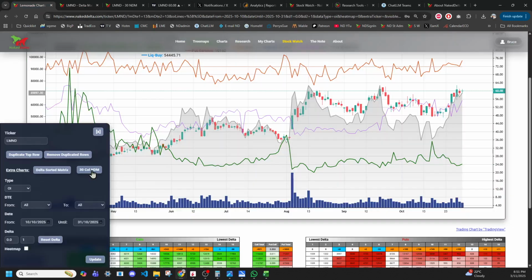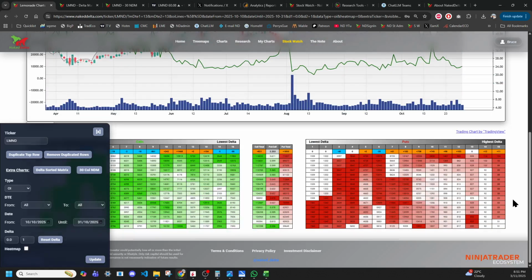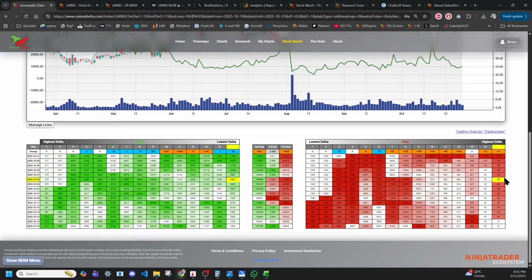The other little button next to it is the 30-column NDM. So it's the same NakedDelta matrix as this matrix here, which is 15.